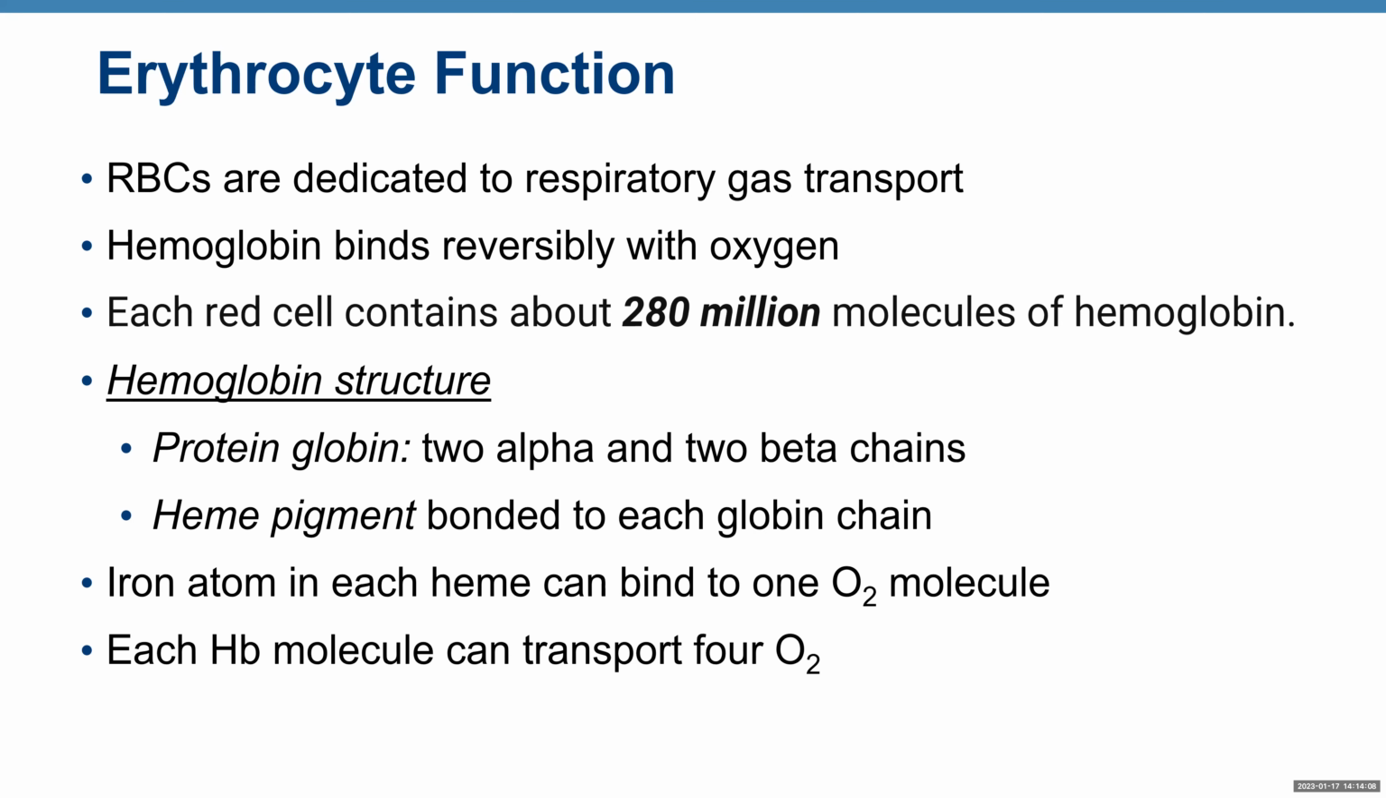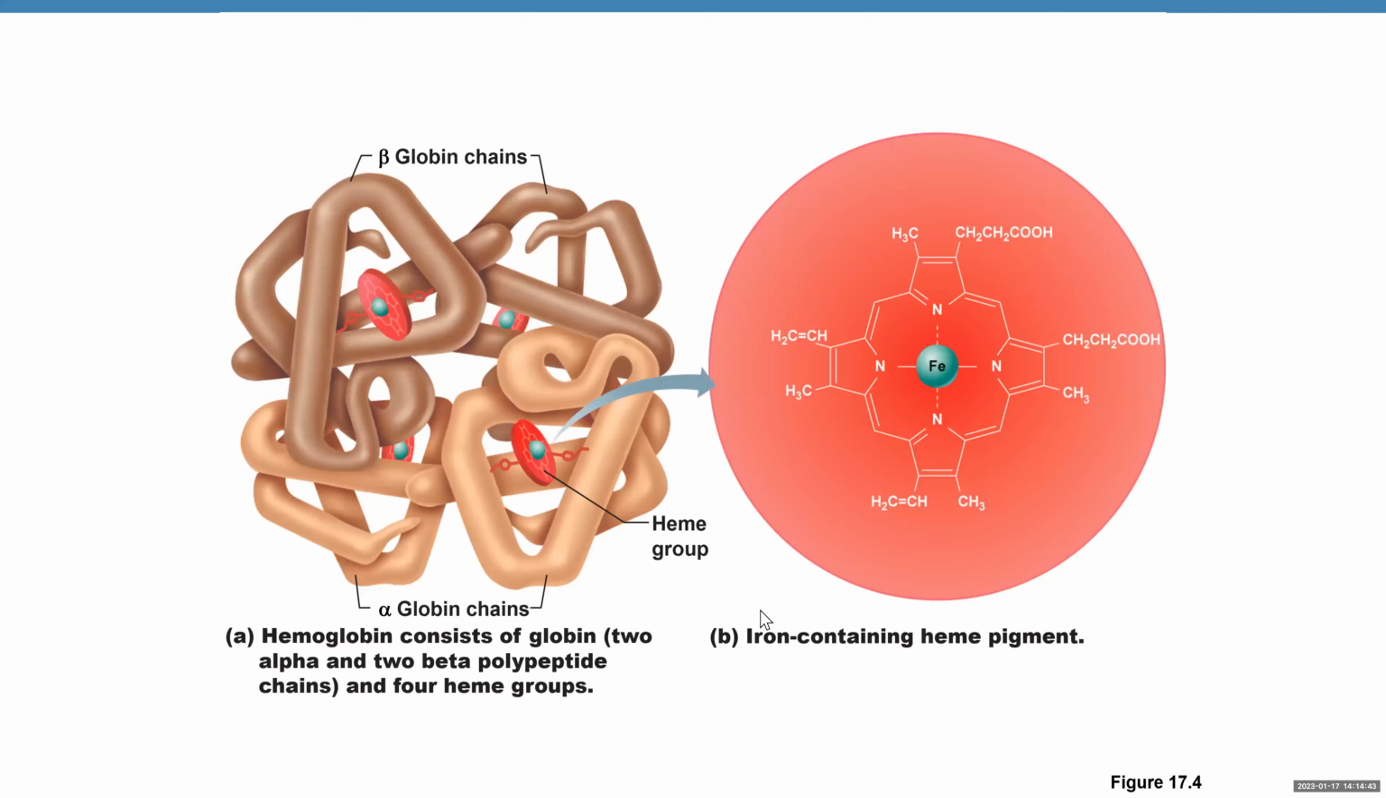Hemoglobin binds reversibly with oxygen. Each red cell contains about 280 million molecules of hemoglobin. Hemoglobin structure: it's made of the protein globin, 2 alpha and 2 beta chains, with heme pigment bound to each globin chain. An atom of iron in each heme can bind 1 oxygen molecule. Each hemoglobin molecule can transport 4 oxygen molecules. So here is the structure. Of course, it's just a picture, but you can see that that's a molecule of hemoglobin.